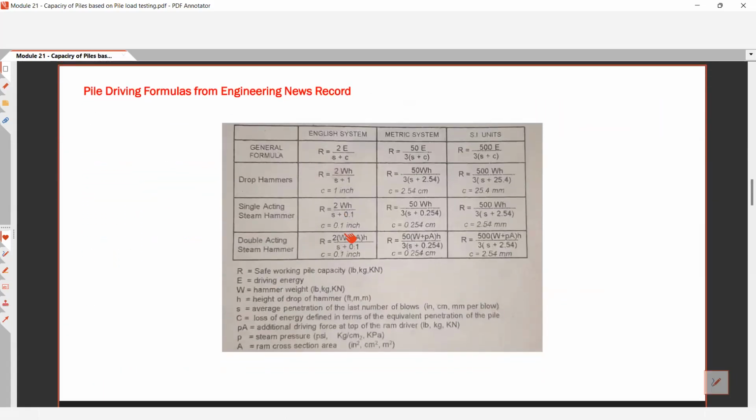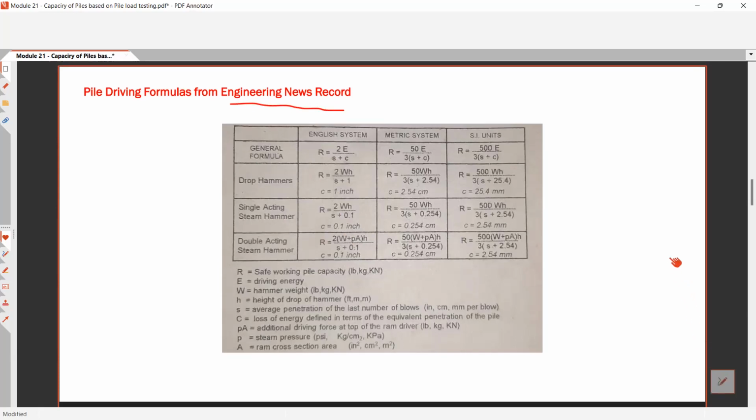Okay. So we have pile driving formulas from the Engineering News Record. This formula is not based on theory; it is based on actual observations. It solves the capacity of driven piles, displacement piles driven with drop hammers. Here we will use metric first. The formula is the capacity R, or the safe working pile capacity R, is equivalent to 50WH over 3(S + 25.4)... that is 50WH over 3(S + 2.54). So that is the formula for drop hammers.